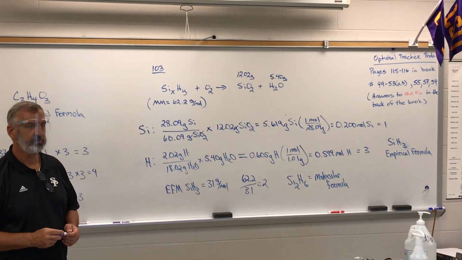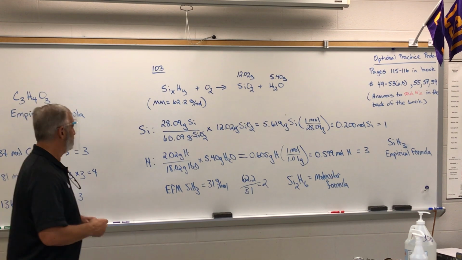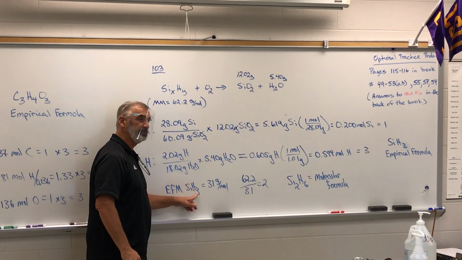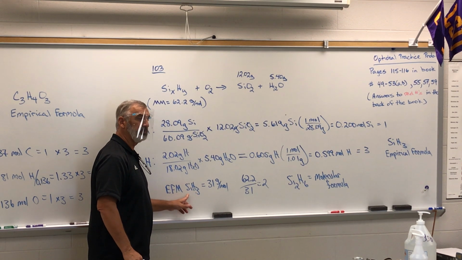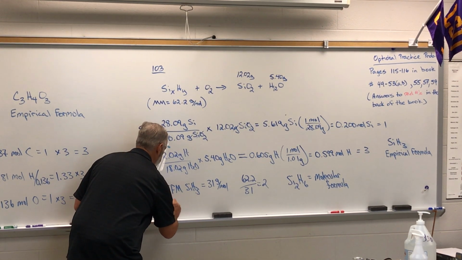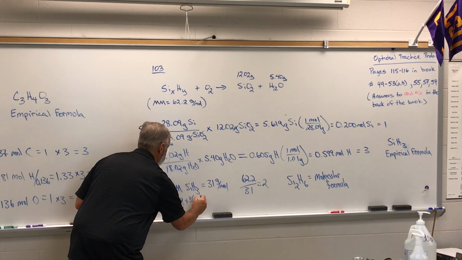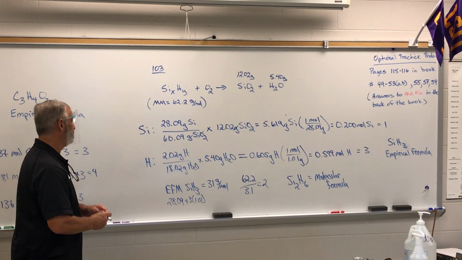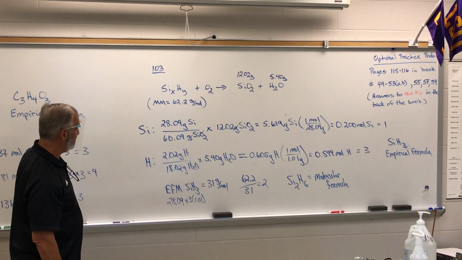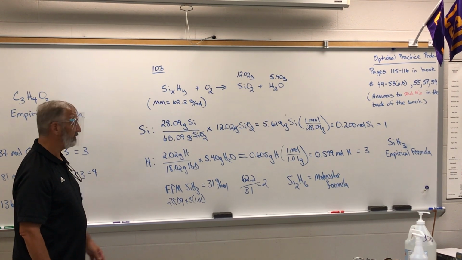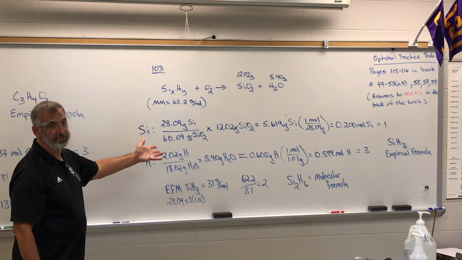Where did you get the 31 grams from? The empirical formula, adding up the molar mass, the 28 plus 3 times 1. That's the empirical formula mass. So technically, it's going to come out to 3.03, so it's going to come out to 31.12. And then when you do it that way, it comes out to exactly 2.